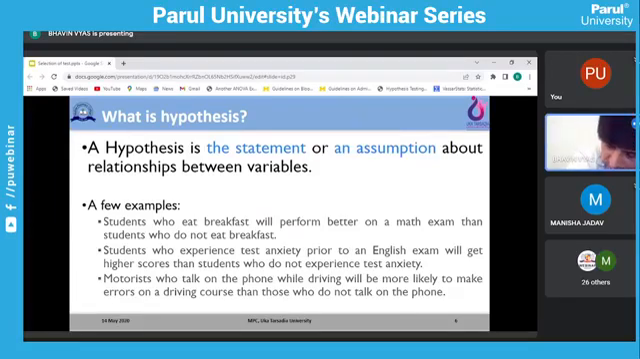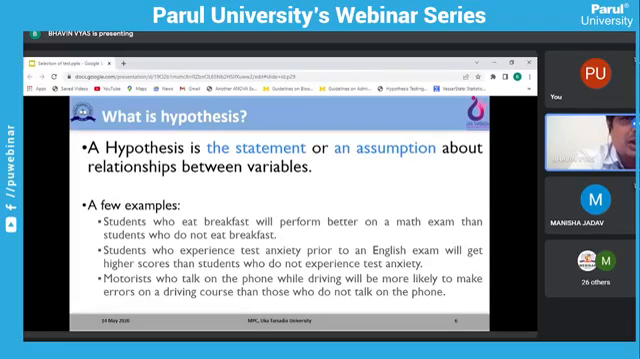Coming to the next part of my talk, that is hypothesis. When you do an experiment, you should take a rational approach to research, that is, you should form a statement, which is known as a hypothesis. A hypothesis is nothing but a statement or assumption about the relationship between variables. I have given a few statements. Before starting your experiment, you should have some assumption, or you should note down some statement.